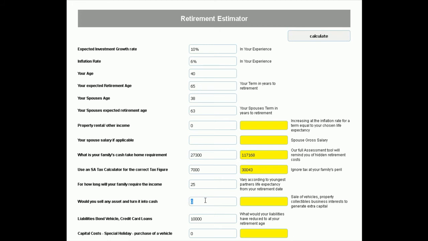Mr. and Mrs. Soap agree that they will not be selling any assets when they retire. Liabilities like bond, vehicles, credit cards, loans, etc. have a tendency to reduce over time, so we don't need a future value here. In our example, Mr. Soap has a present bond which reduces to, let's say, 10,000 Rand liability in the year of his retirement, and that then is the figure that we input into this field.